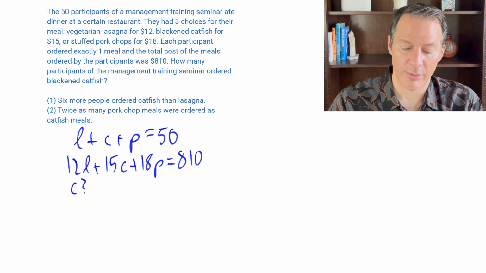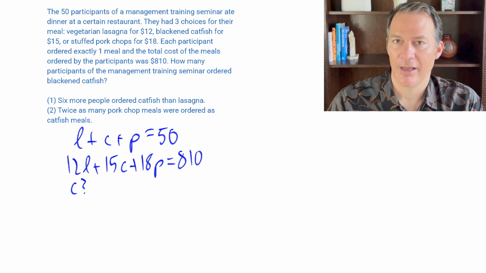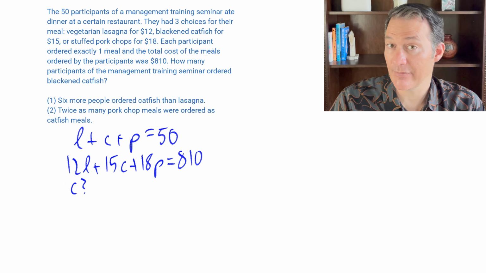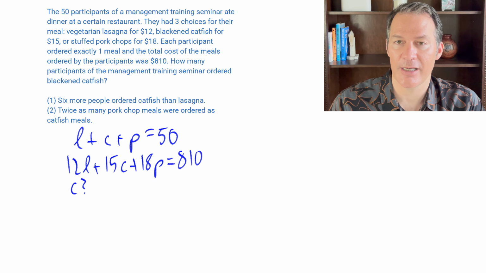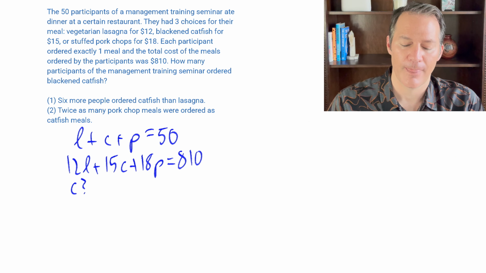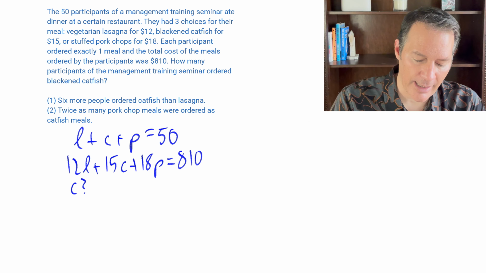Notice what we have here. We have two equations with three variables. We can combine those two equations to eliminate a variable, but we cannot actually solve. So it's important to recognize that right off the bat. Let's take a look at the statements.